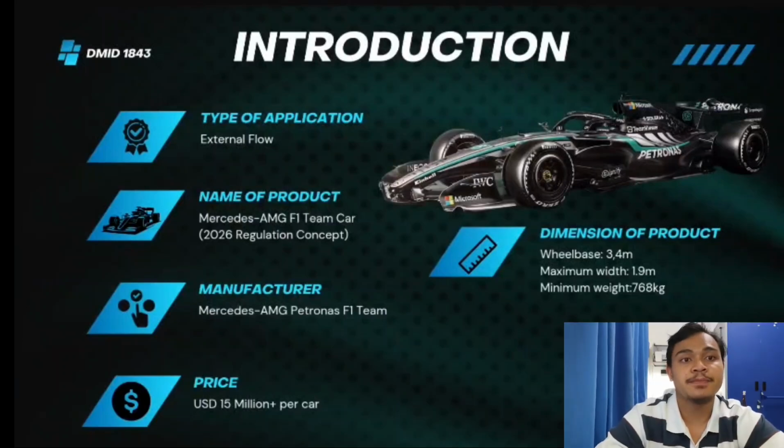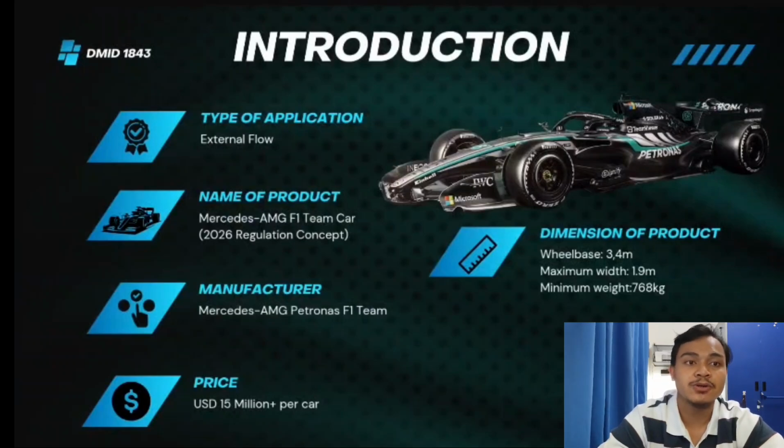Alright, for our assignment, we decided to choose the Mercedes-AMG F1 Team Car based on the new 2026 regulation concept. As we know, this car is manufactured by the Mercedes-AMG Petronas F1 team, and the estimated price for just one car is over 15 million USD. If you look at the slide, the 2026 regulations actually make the car smaller and lighter. The maximum wheelbase is now 3.4 meters, the floor width is 1.9 meters, and the minimum weight of the car is around 768 kg. So, why did we choose this car?